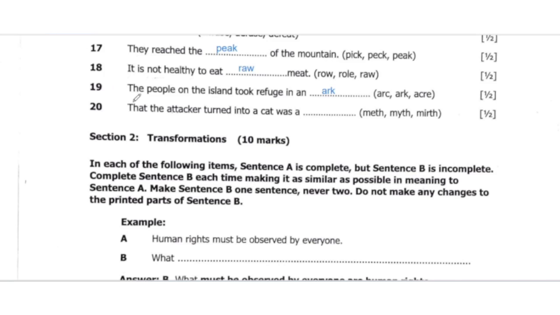So question 20 is, that the attacker turned into a cat was a dash myth. No, this one is not correct. This one, I'll skip it. And this one is also not correct. The correct answer here, we're dealing with spellings. The correct spelling for myth is this one here. How to spell the word myth is M-Y-T-H, myth, like that.